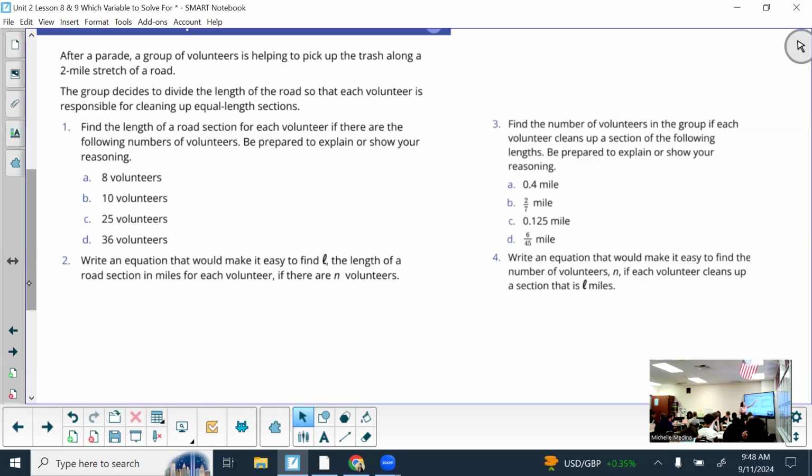And then for this one, same situation. Now we're giving you the length that each volunteer would have to clean, and you have to tell me how many volunteers that would be. And then write that equation. So kind of a big task. You do have other people in your group that you can talk about it with. I'll give you 4 minutes. Again, use your problem solving critical thinking.